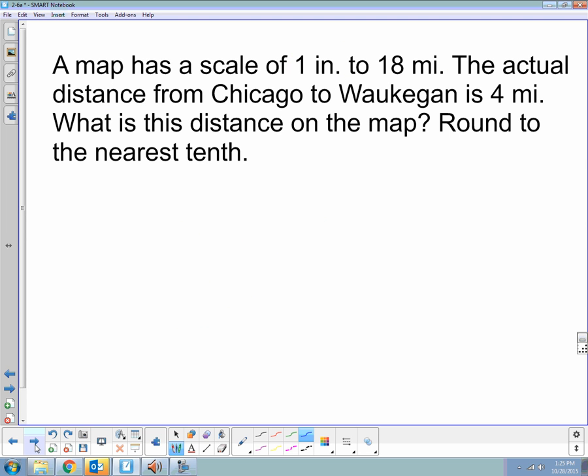Try this on your own. Similar idea: set up the problem, set up a proportion, and use the scale they're giving you to figure out on the map how far Chicago is from Waukegan.